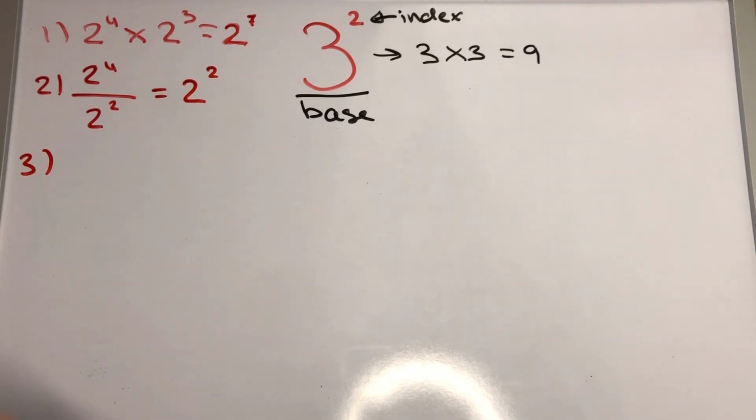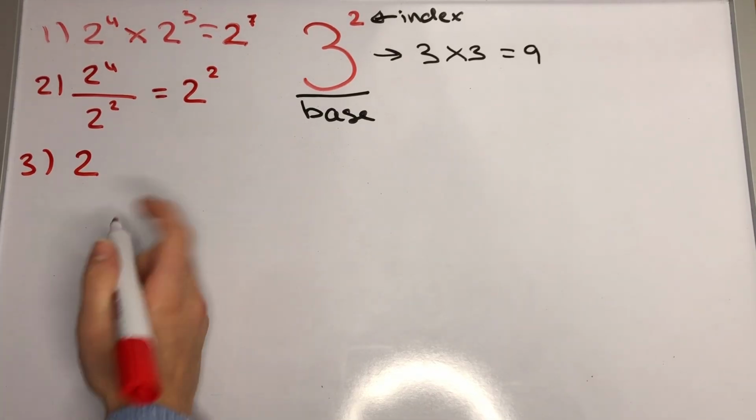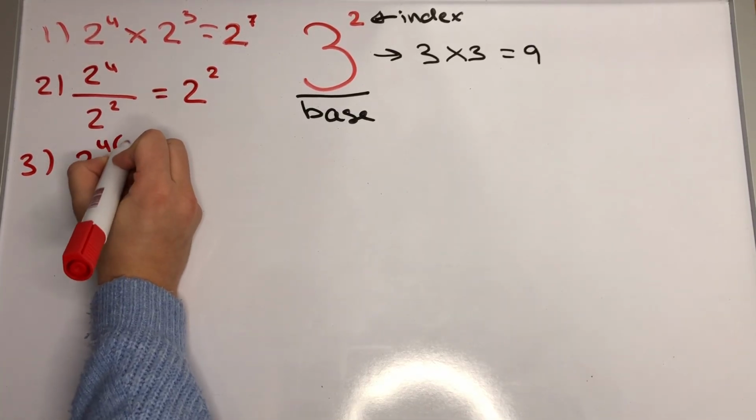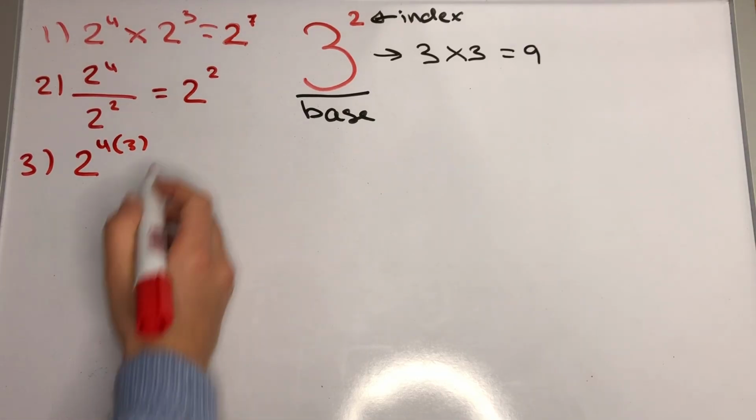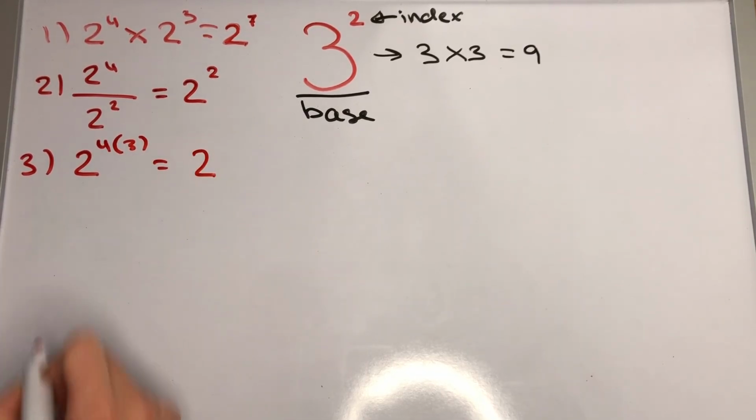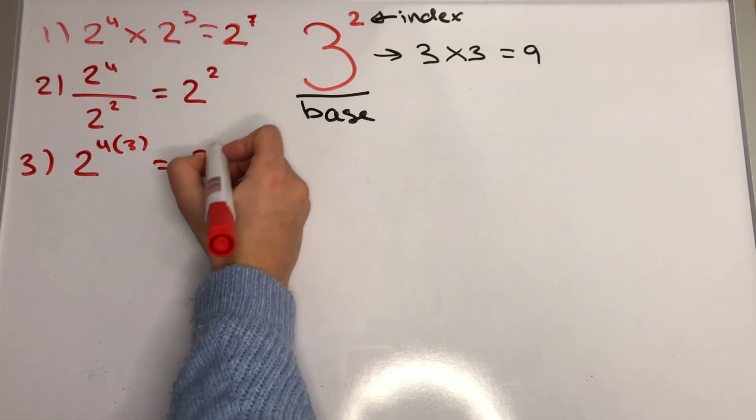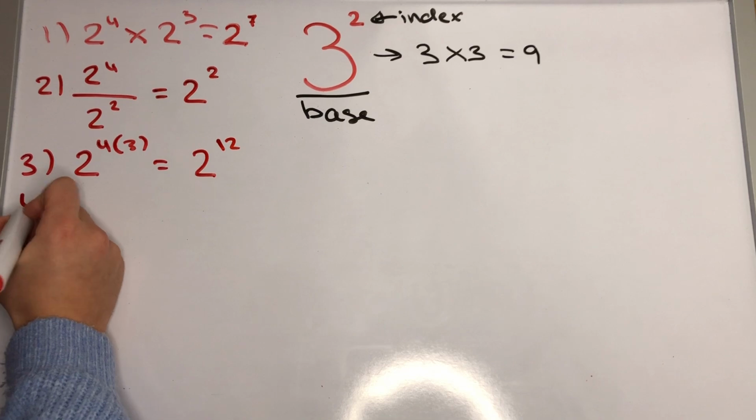Now, for the third one, it's a little more simple. So, say for example you have 2 raised to the power of 4, bracket 3. So, what you would do is you would keep the base, but you would multiply the two of these. And brackets essentially mean multiplication anyways, so 4 by 3 is 12, and that's your answer.